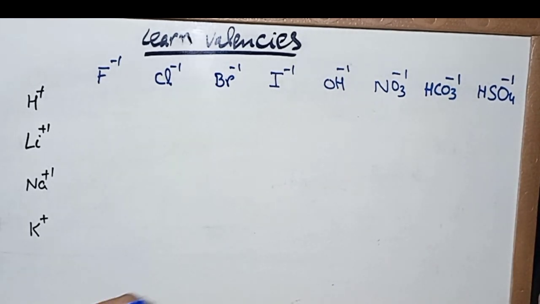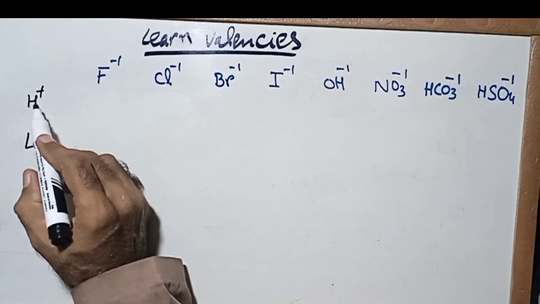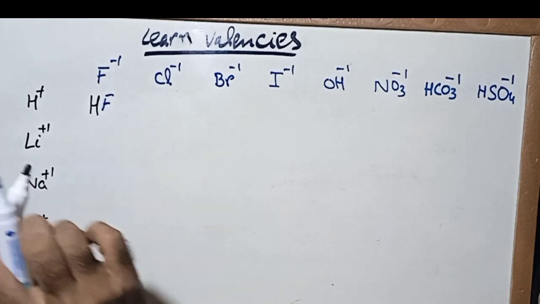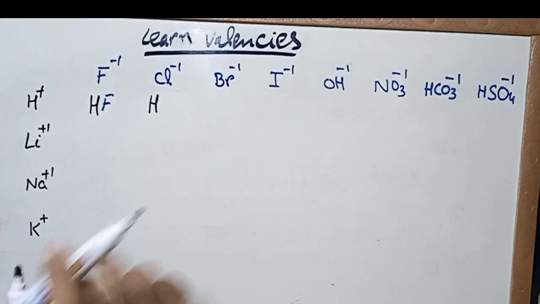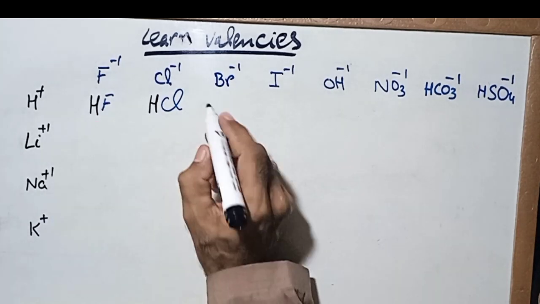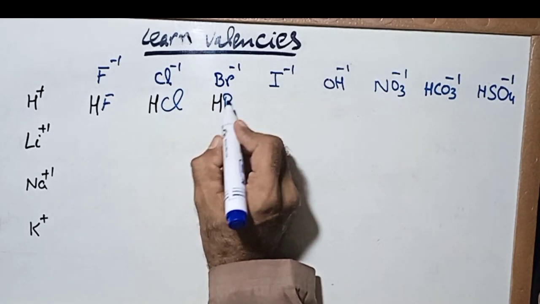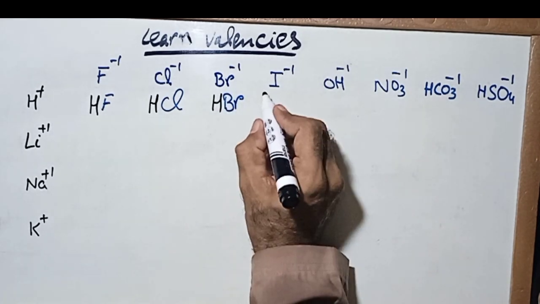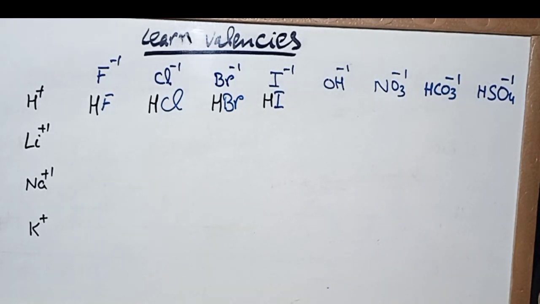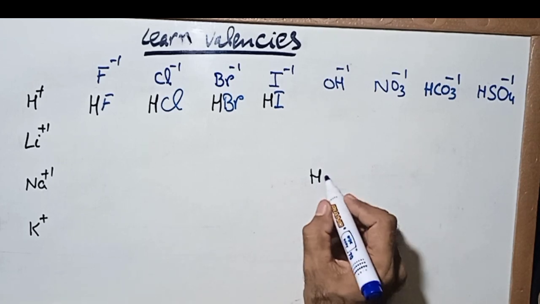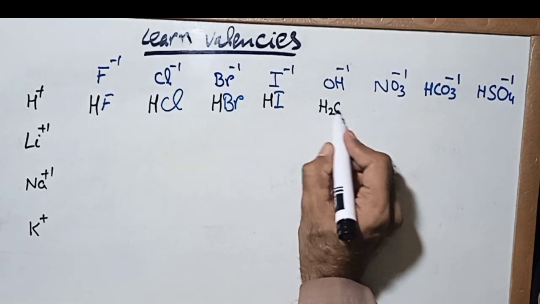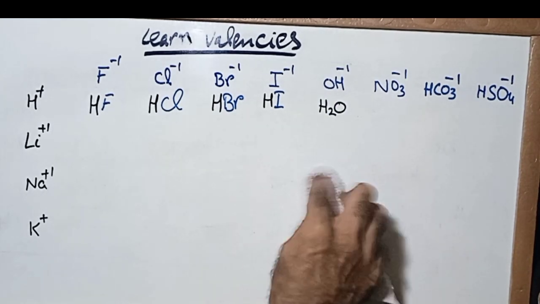Now we are going to write the formulas. H when it combines with F, you will get HF, hydrogen fluoride. H with Cl, hydrogen chloride. This may be hydrofluoric acid, hydrochloric acid. HBr, hydrobromic acid or hydrogen bromide. HI, hydrogen iodide or hydroiodic acid. Now H when it combines with OH, it is not written as HOH, it is written as H2O. This is water.